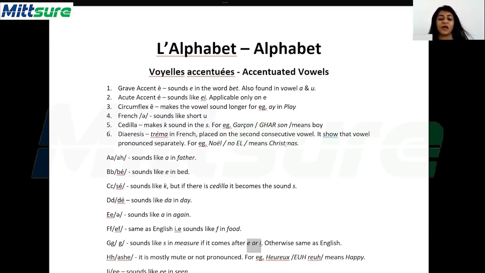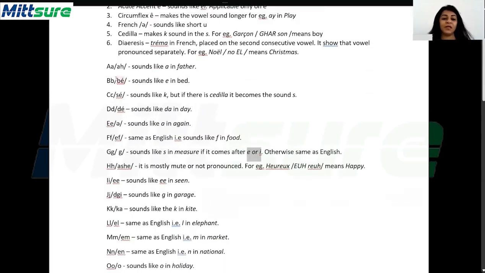Now let's begin with the alphabets and the roots of any language. So the first alphabet is A. A will have the sound of ah, just like in the word father. After that we have B. B will have the sound as B, just like in the word bat. Then we have C. C will have the sound of say.